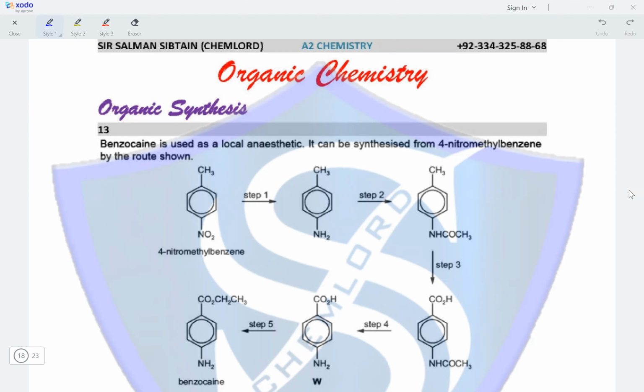And in step 5, the carboxyl group reacts with CH3CH2OH to form an ester. It reacts with ethanol to form benzocaine.